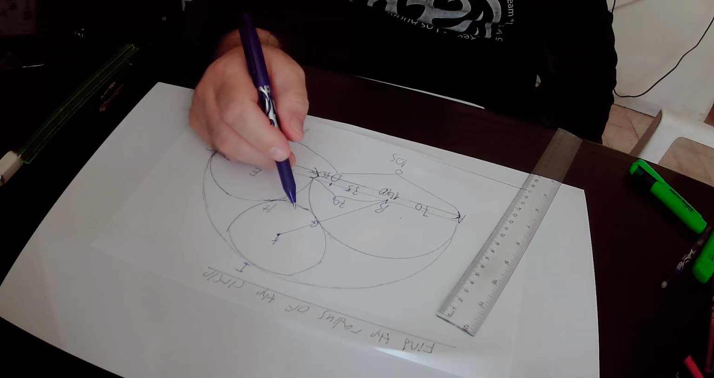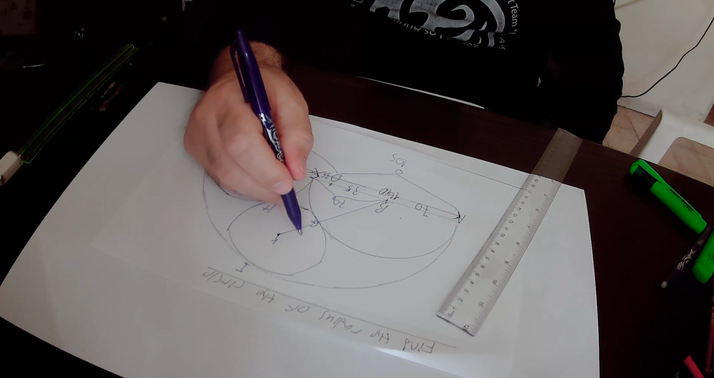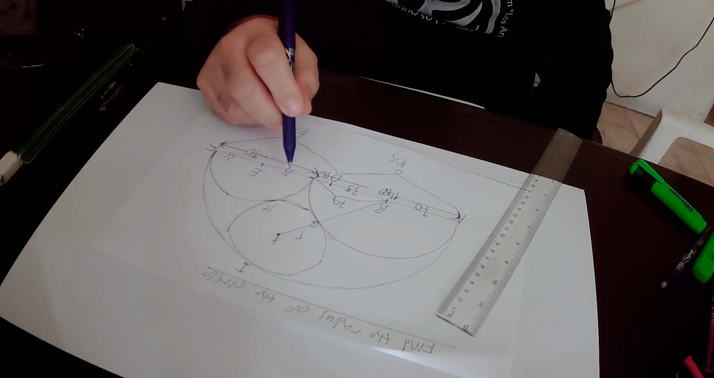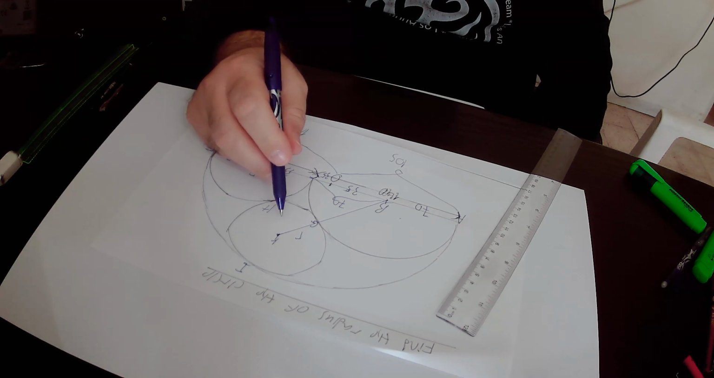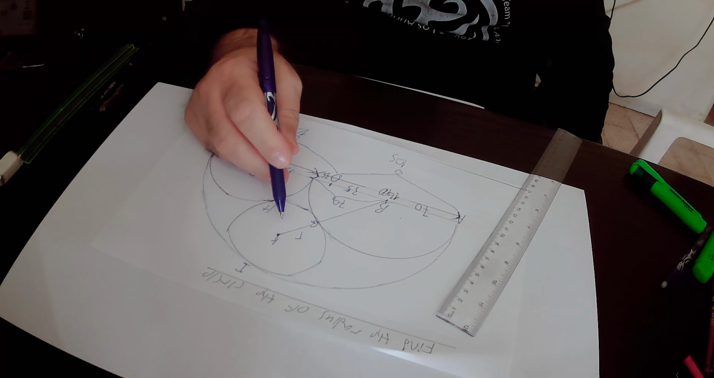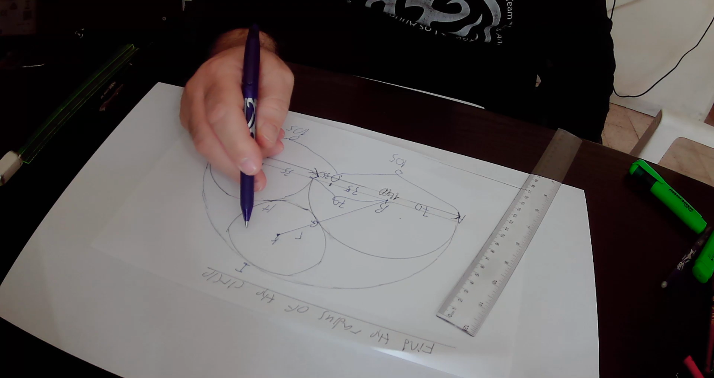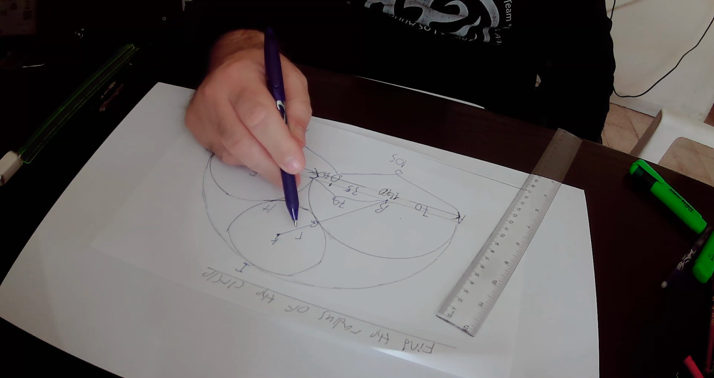KG is the radius of the small circle that is equal to R according to our definition. Why? Because point K is the center of the small circle, point G is the point of the small circle itself. This is exactly the definition of a radius. That is to say, KG is the radius of this circle that is equal to small r.